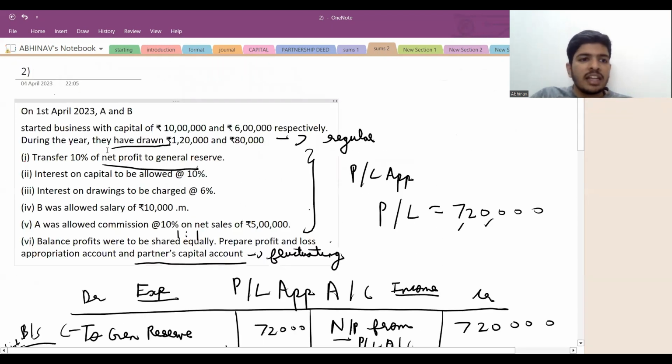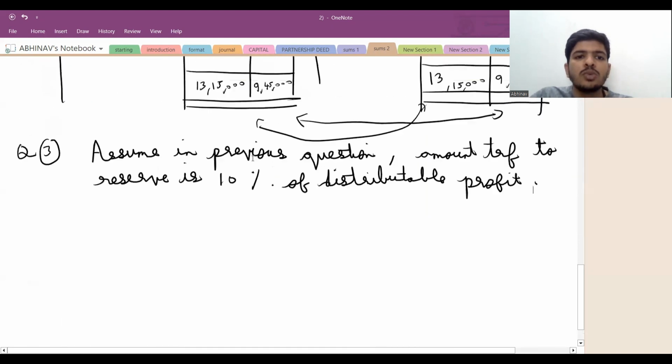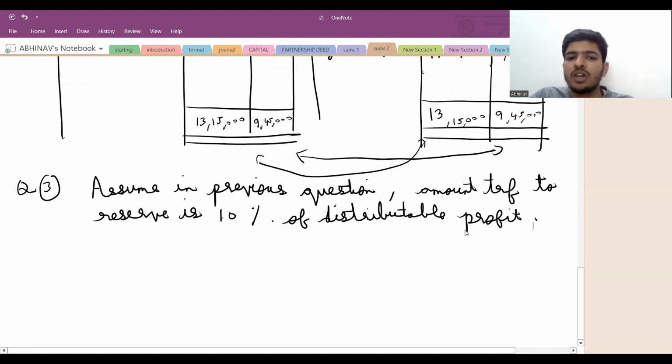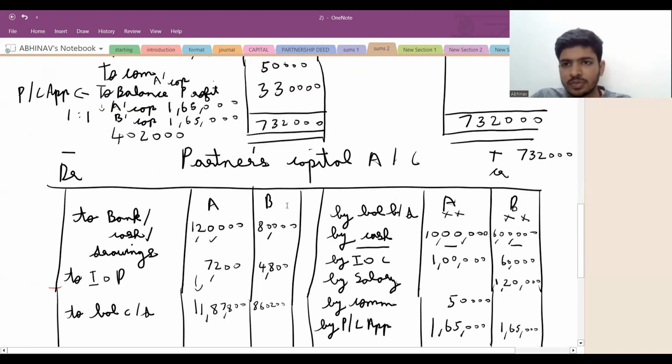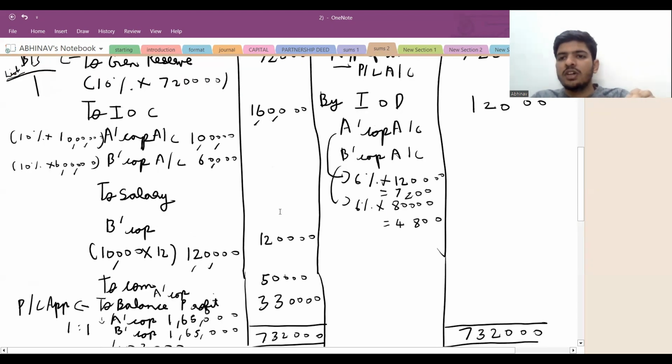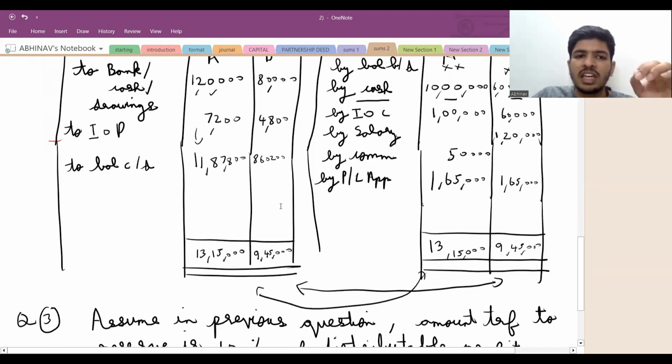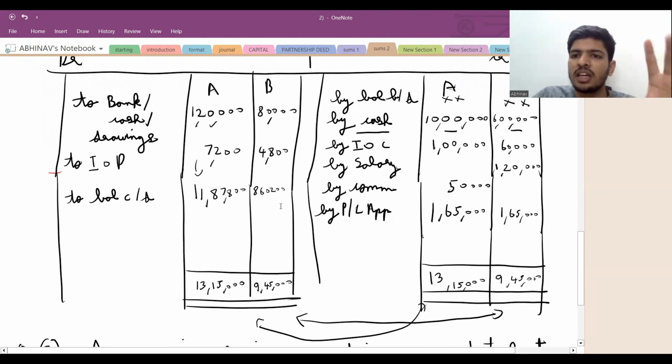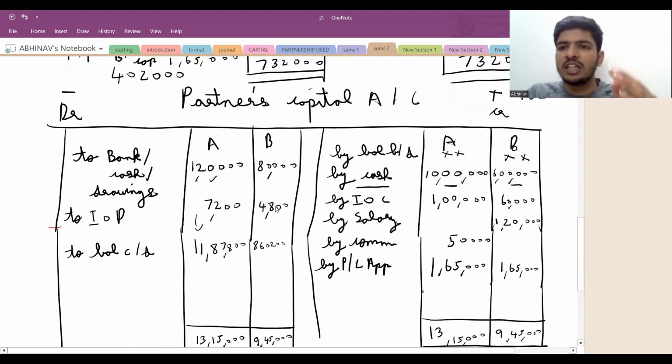Everything is same here. Except here it was mentioned transfer 10% of net profit to general reserve. But in the new question, I'm just mentioning transfer 10% of distributed profit to general reserve. See, I'm giving you points here itself because these are the cases where the examiner can little confuse you. So I'm giving the case first time itself so that there's no chance the examiner can confuse you. So when you revise it, everything will be in a sequence. Like this concept is done, this concept is done, and no other new question can be formed.